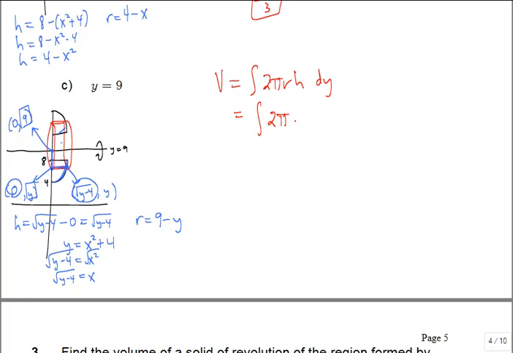2 pi times our radius, which is 9 minus y, times our height, which is the square root of y minus 4, dy. And we need bounds here. Remember, this is the original region we started with before we rotated it. And this is a y integral. So what are the y bounds here? We can see that y starts at 4 and goes up to 8. Don't go all the way up to 9. Go up just until that bounded region. So here my bounds should be from 4 to 8.